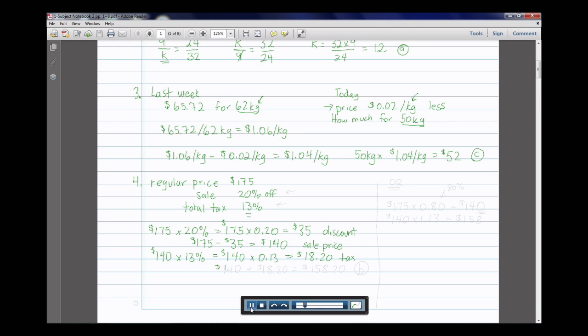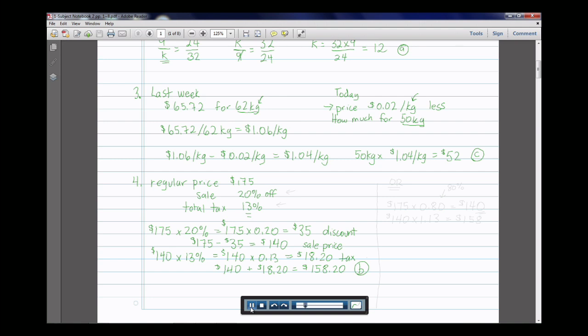So you take your $140 and you add the $18.20 to it, and you get $158.20 as your total price, and so the closest one to that is B.